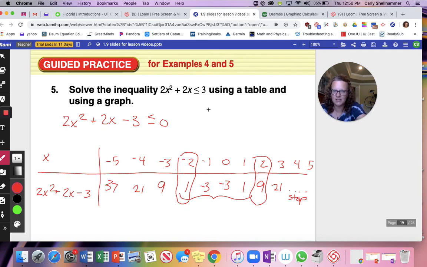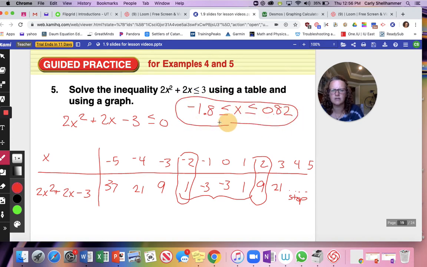So my answer would be from negative 1.8 to x to 0.82. I think that's what Desmos said, and everything in between. All right, a little icky.